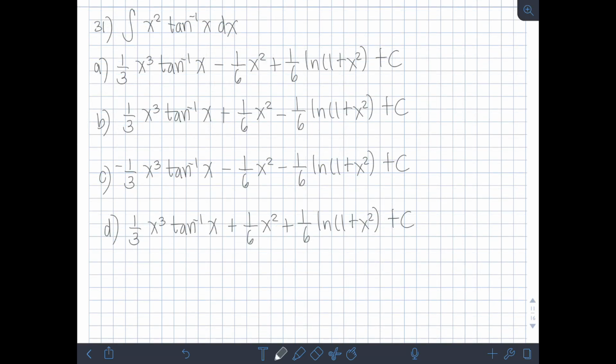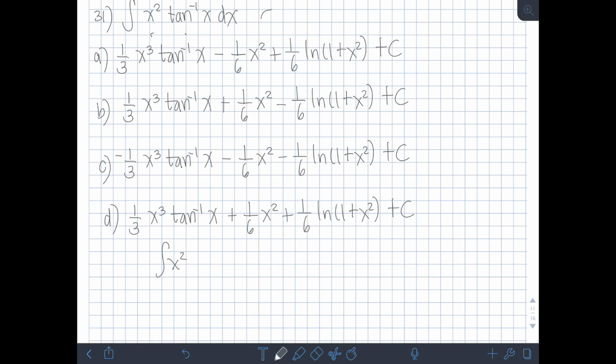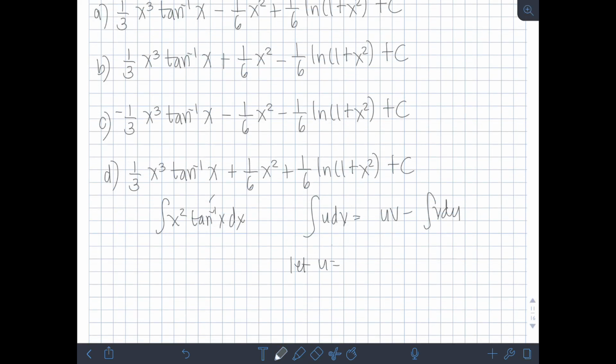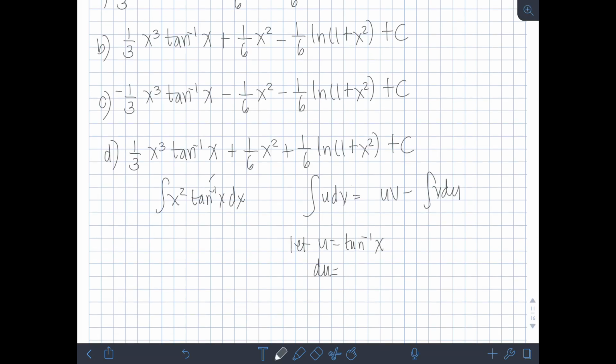Okay? Next, we have the integral of x squared arctan x dx. So let's find the antiderivative of this. Usually, when we have two functions multiplied together, we use integration by parts. So we have the integral of x squared arctan of x dx, right? The formula for integration by parts is the integral of u dv is equal to uv minus the integral of v du. So what should we let u be here? Let u be arctan, because its derivative is easy to find. Then we differentiate: du is equal to the derivative of arctan, which is 1 over 1 plus x squared, right?